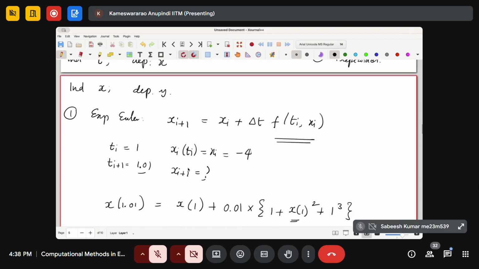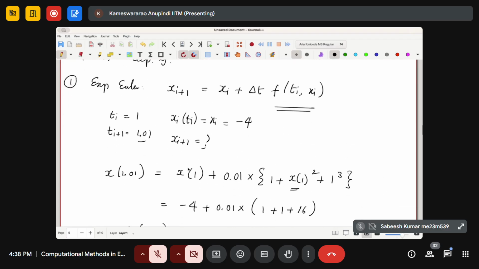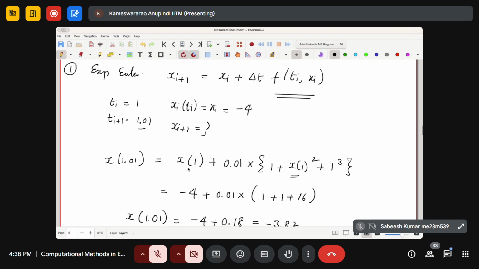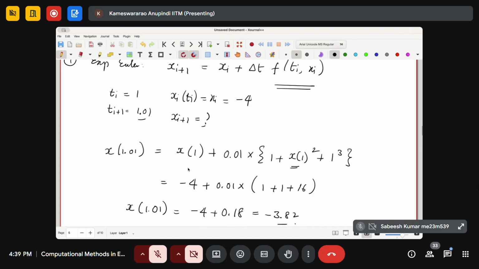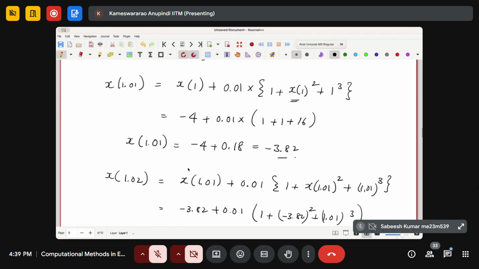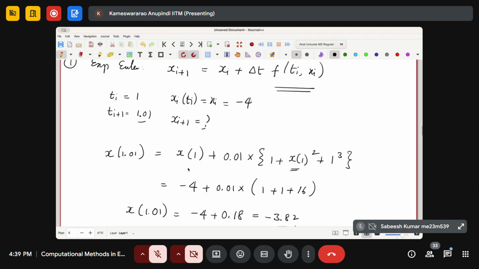Is it fine? You can expect these kinds of problems in the assignment or in the assessment. Did I make any mistakes? You can correct me. Sir, yeah, this is helpful, sir. Yeah, sure. Thank you, sir. So you're able to do this. Okay, so we'll do it like this.